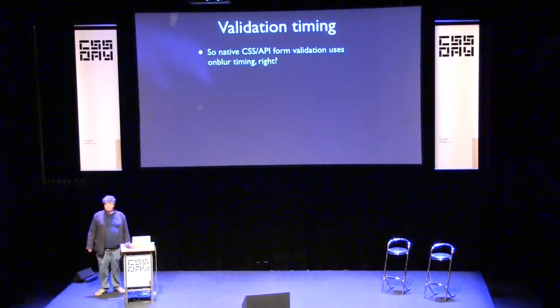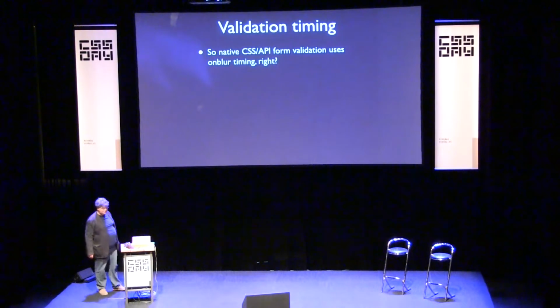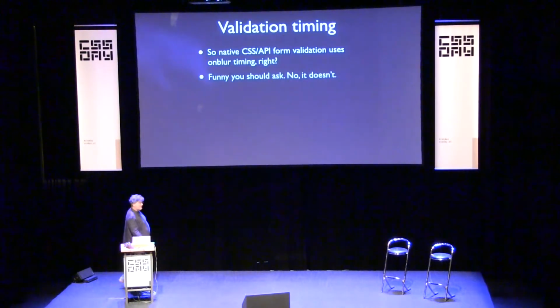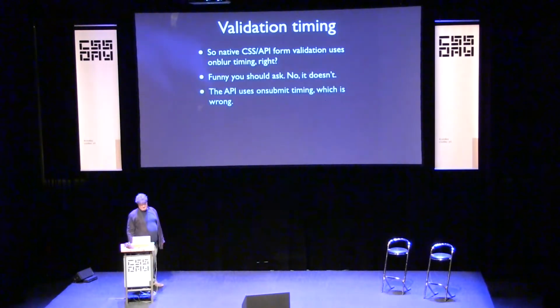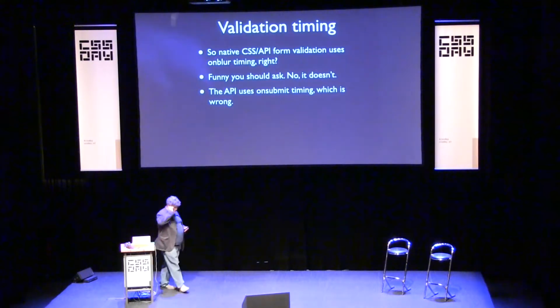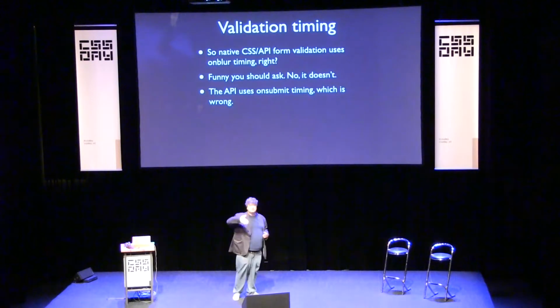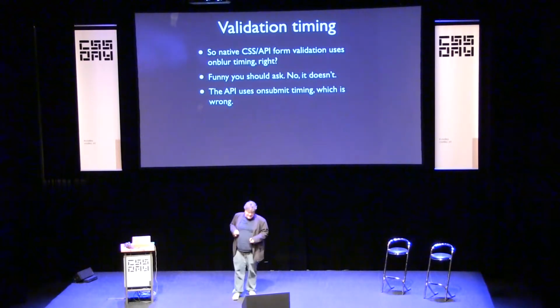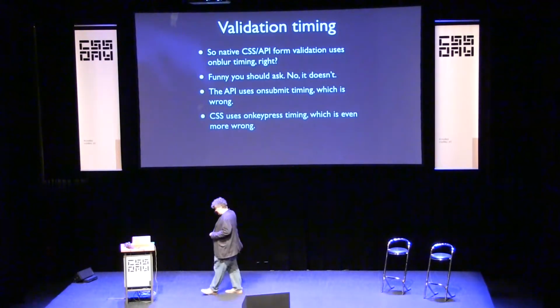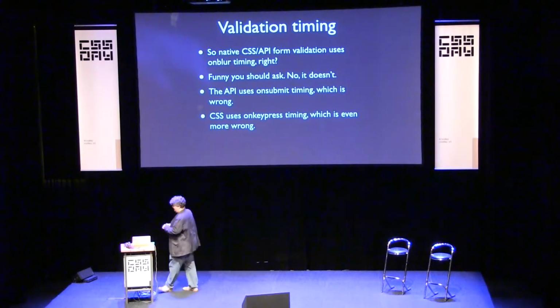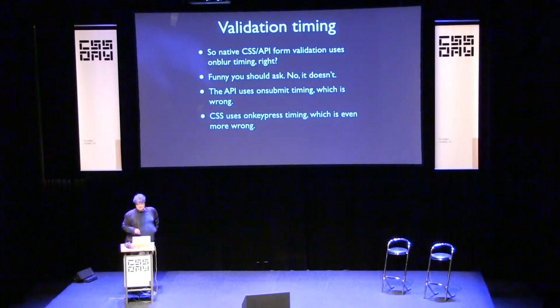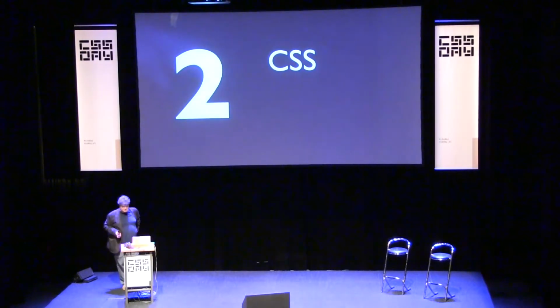So we would expect CSS and the API to use onblur timing, right? Well, no, they don't. The API is based on onsubmit timing, which, as far as I'm concerned, is wrong when you use only onsubmit timing. CSS uses onkeypress timing, which is way more wrong, because it's terrible, and I'm going to show you in a minute.